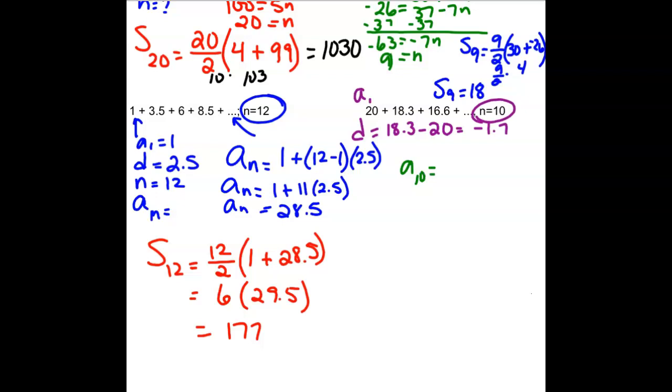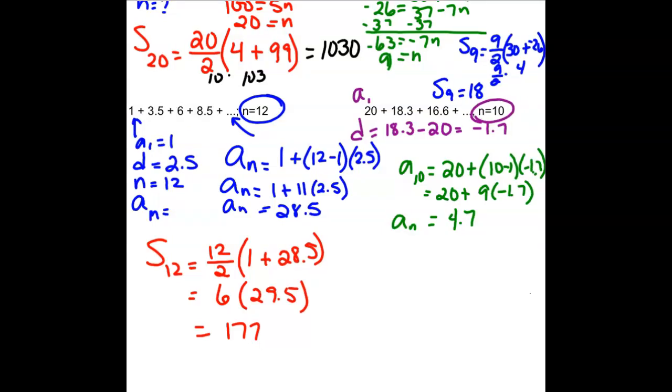All right, we start with a 20. We're adding 10 minus 1 of those common differences. So we have 20 plus 9 times negative 1.7. We end up with 4.7 for a total there. So the last number in my list, a sub n, would be 4.7.